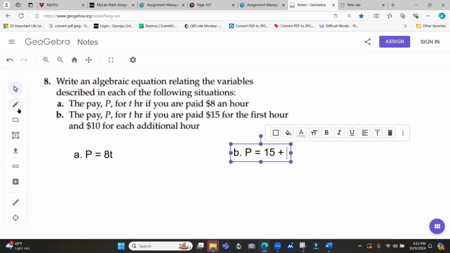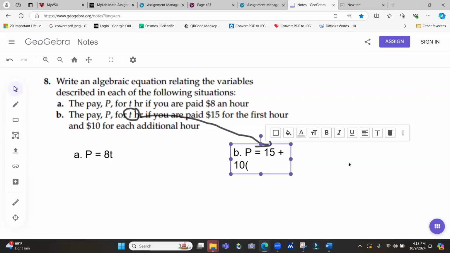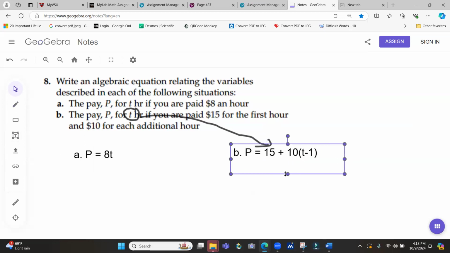If you are working for T hours, guys, you have accounted for the first hour. You have to account for T minus 1 hours, but you only make $10 for the subsequent hours. So it'll be 10 times T minus 1. This is a dollar amount.